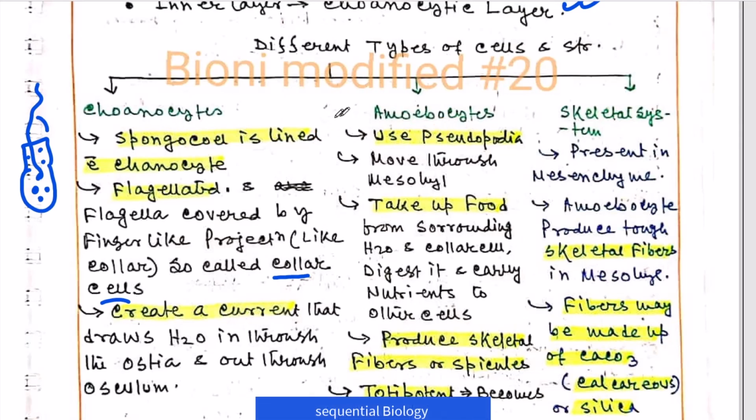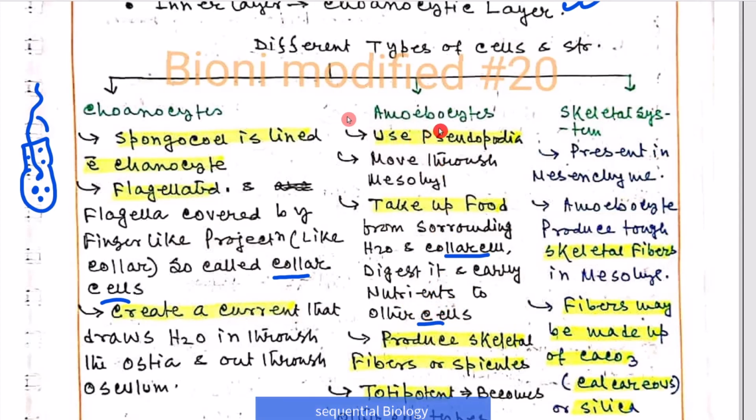Amoebocyte cells are also present in the mesohyl layer. They are not present in the inner layer; they are present in the mesohyl layer. They use pseudopodia, and for this reason they are known as amoebocytic cells. They can move through the mesohyl. Since they are present in the mesohyl, they can move from one place to another with the help of their pseudopodia, take up food from the surrounding water and also from the collar cell, digest it, and carry the nutrients to other cells.